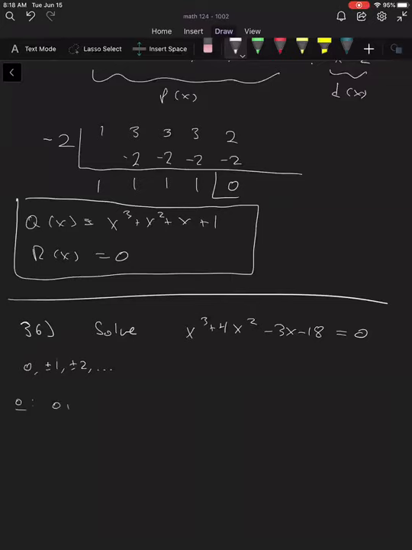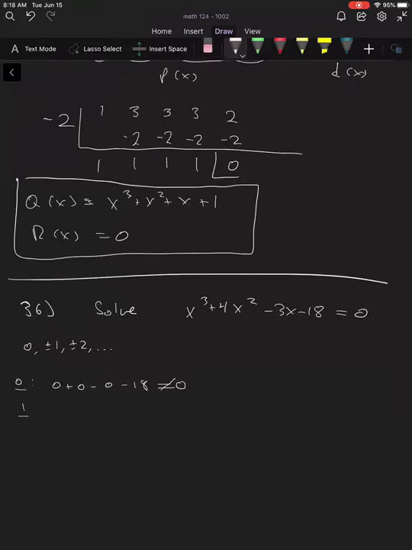So we get 0 plus 0 minus 0 minus 18. This doesn't equal 0. So now we have to move on to the next one. If we plug in 1, we're going to get 1 plus 4 minus 3 minus 18, but that doesn't equal 0. So we're going to move on. Try minus 1. We'd get minus 1 plus 4 plus 3 minus 18. Again, that doesn't equal 0. So we got to move on to 2.